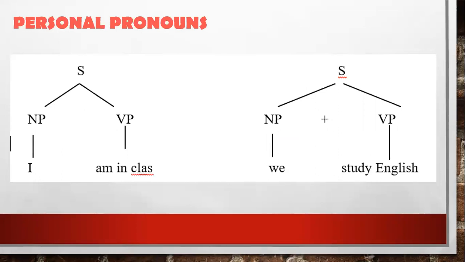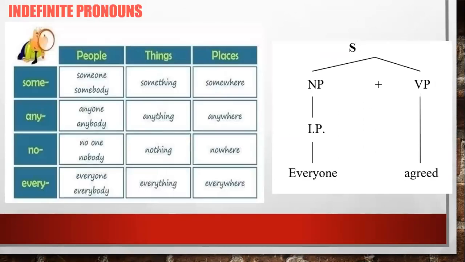So don't forget, proper nouns, personal pronouns, indefinite pronouns. Remember, yeah, the indefinite pronouns, we're going to use some, any, no, every, plus one, body, or thing, or where, no? So someone, somebody, so we are talking about people, yeah? Anyone, anybody, no one, nobody, everyone, everybody. So these are indefinite pronouns. Remember, we can start a sentence with an indefinite pronoun. Everyone agreed.